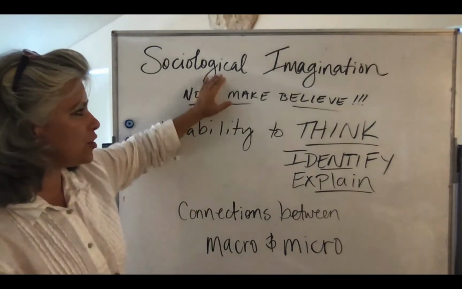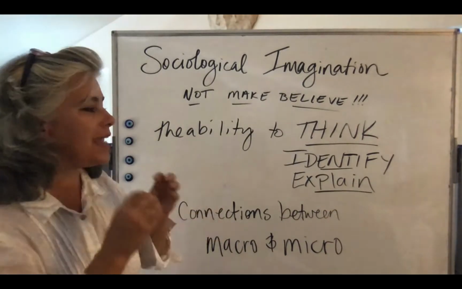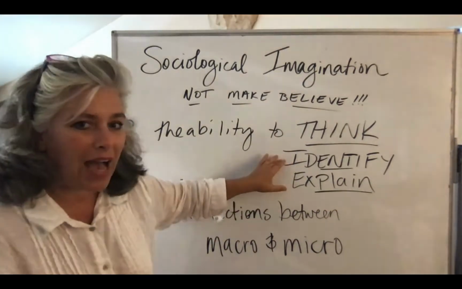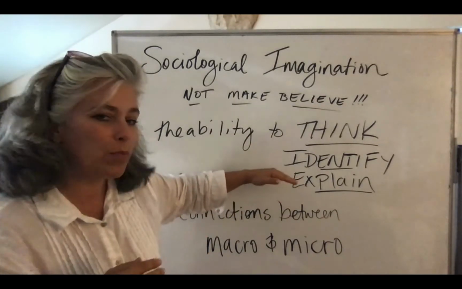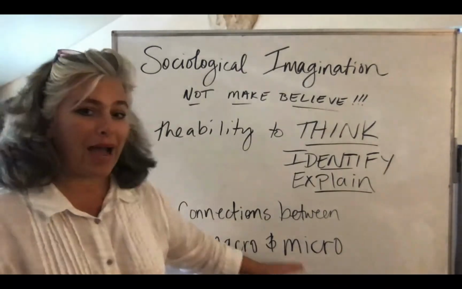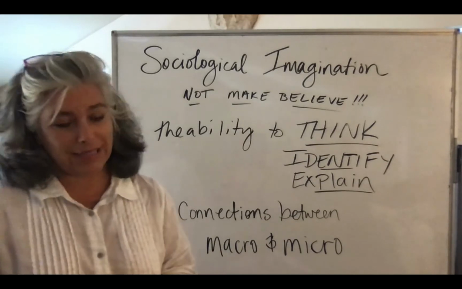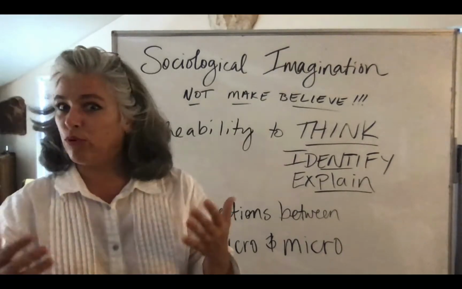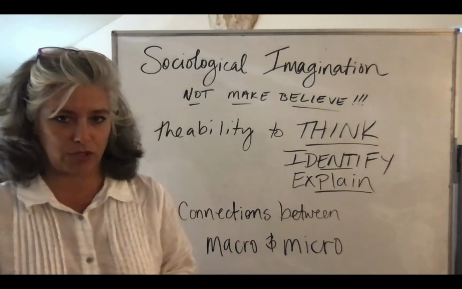And the sociological imagination is about the ability to think, to make connections, to identify the junction point, to identify and explain the connections between macro and micro portions of society. So, for instance, let's go back to probably an explanation that I used at the very beginning of the semester.